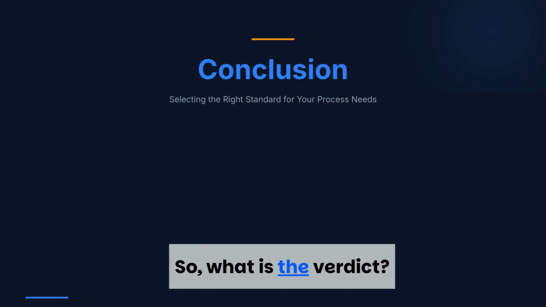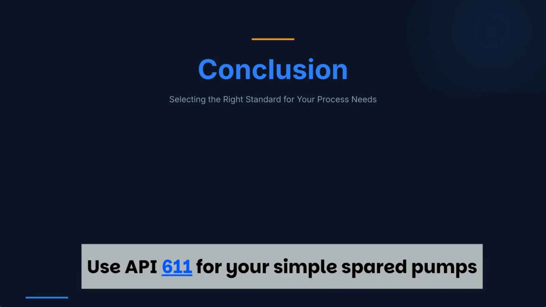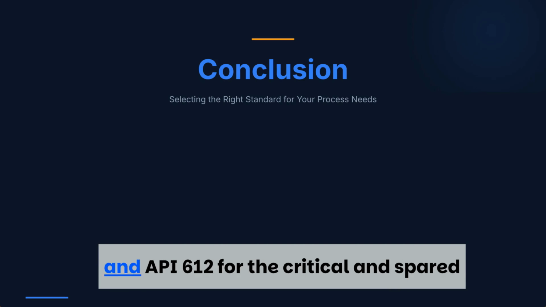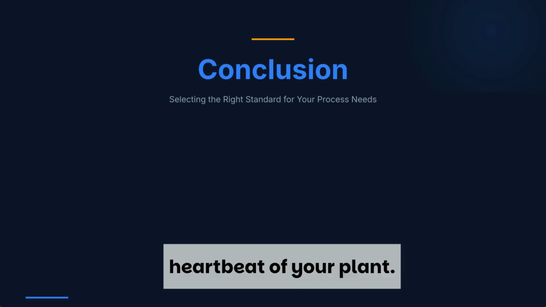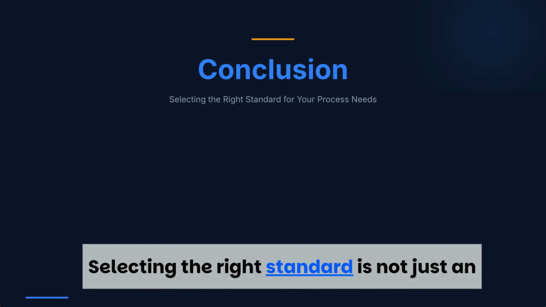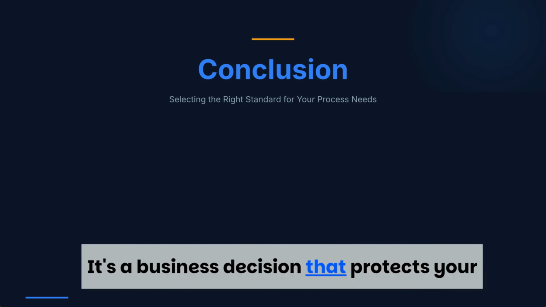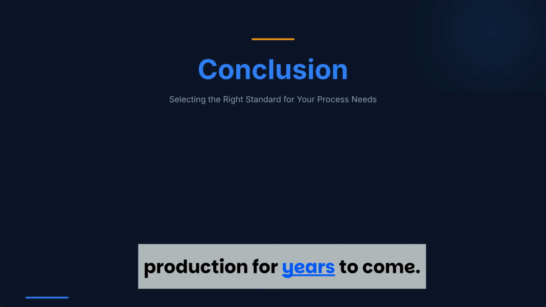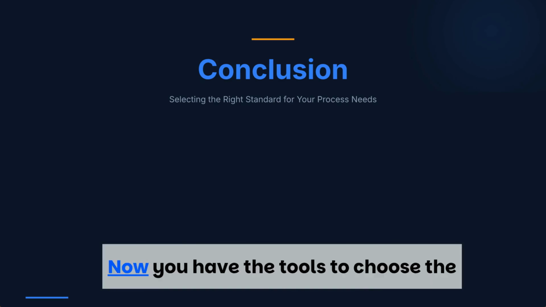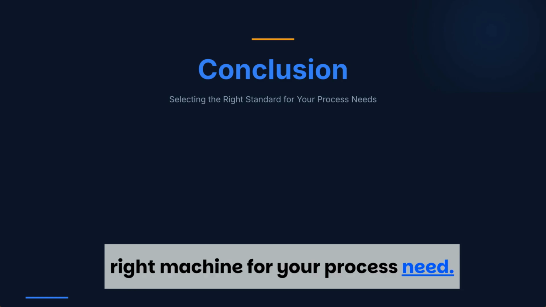So, what is the verdict? Use API 611 for your simple spared pumps and API 612 for the critical unspared heartbeat of your plant. Selecting the right standard is not just an engineering choice, it's a business decision that protects your production for years to come. Knowledge is power. Now you have the tools to choose the right machine for your process need.